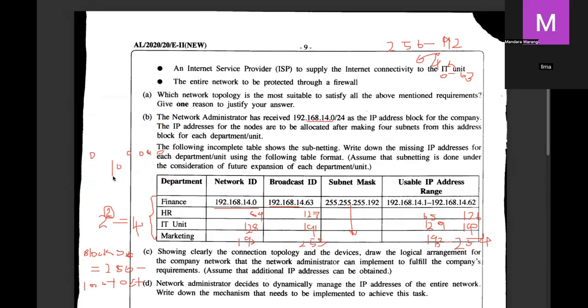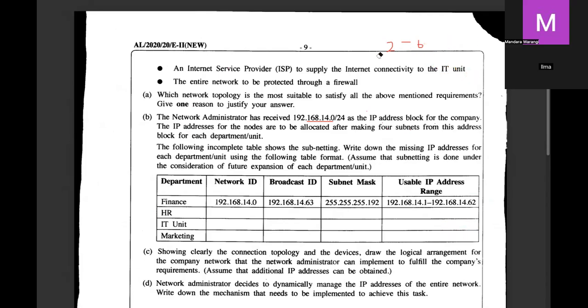Okay. Then shall we go to the next question? Showing the current topology and devices, draw a logical arrangement for the company. They are asking us to draw what? A network diagram, right? Shall I use the whiteboard for that, because there won't be sufficient space here? Have you drawn the network diagram? Yeah.